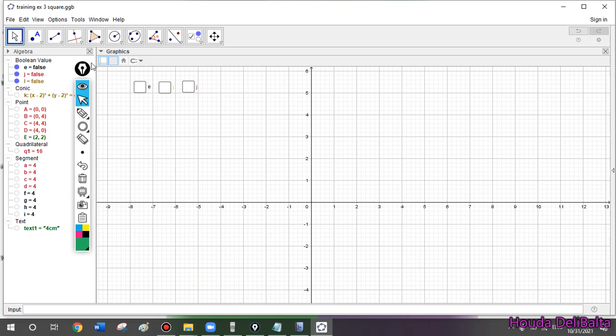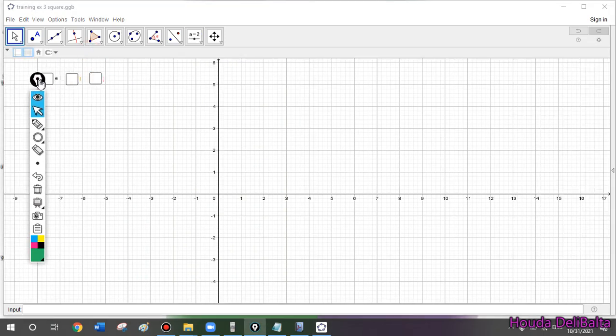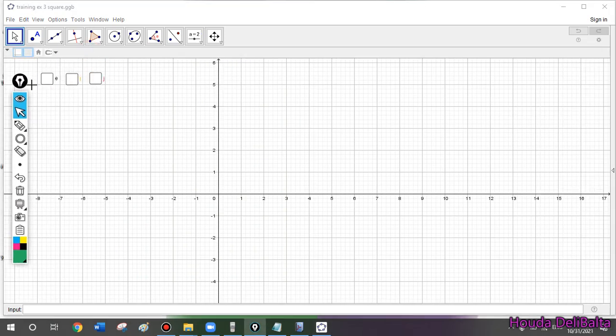Now we are going to talk about the square, a circle inside it, and areas. So let's get started. Here is a square ABCD of side 4 centimeters.